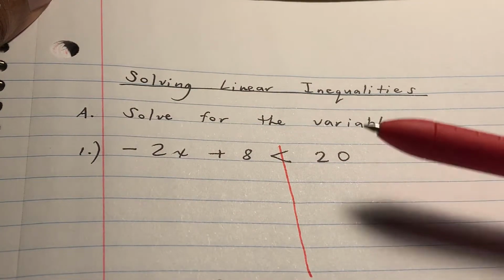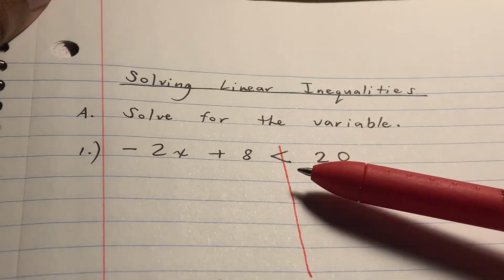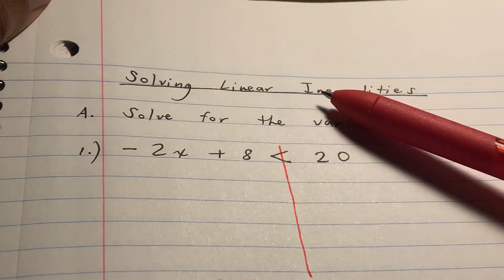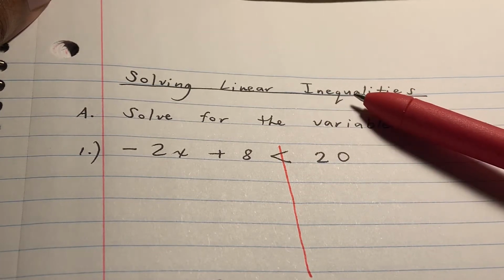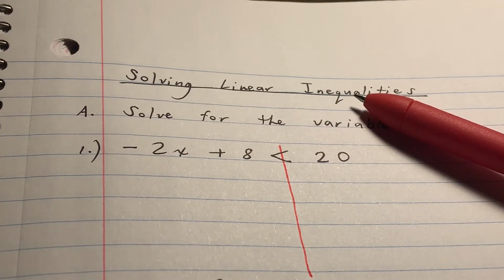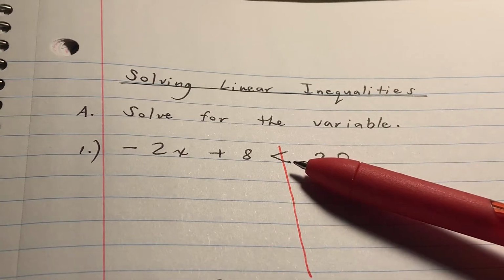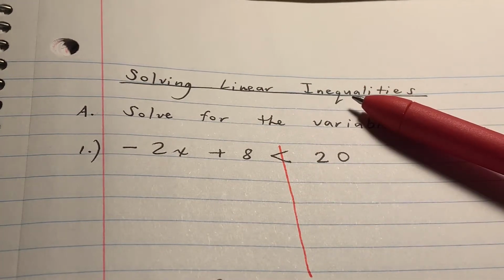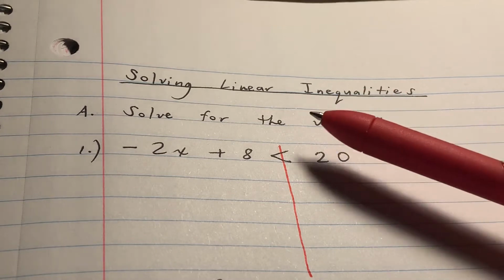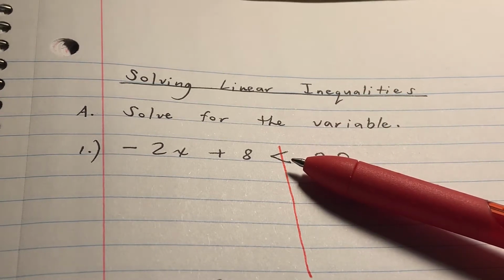Okay, now let me say one more thing really quick. Why is this called an inequality? The word in means not. Okay, it's a prefix for not. So inequality stands for not equal to. An equation has an equal sign, right? Which means the left side is equal to the right side. But with an inequality, it's a symbol that's not an equal sign. It's an inequality symbol, all right?